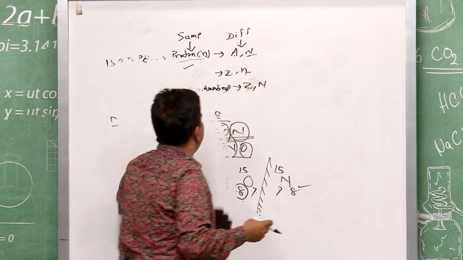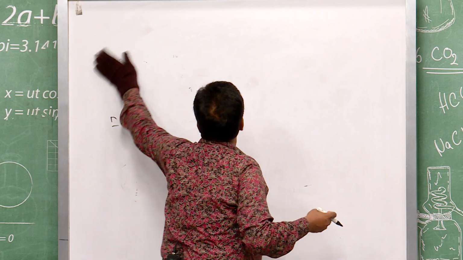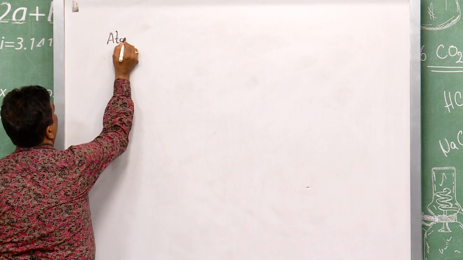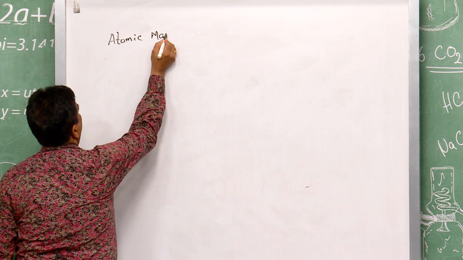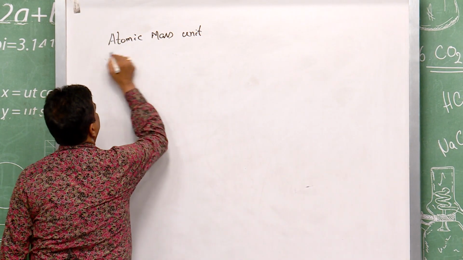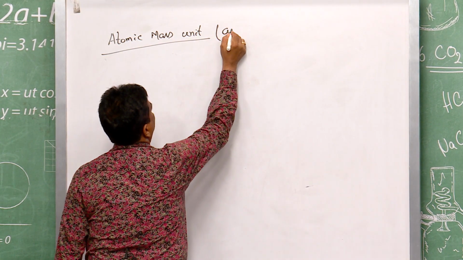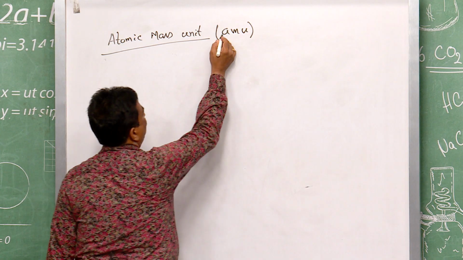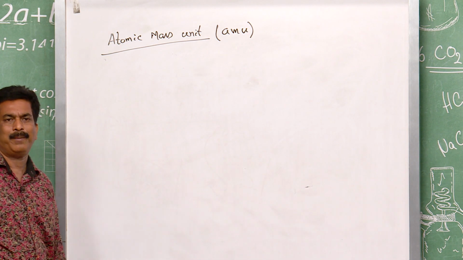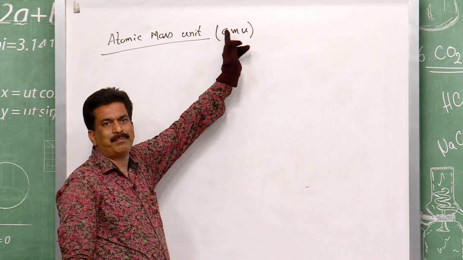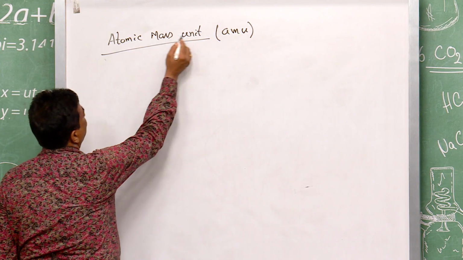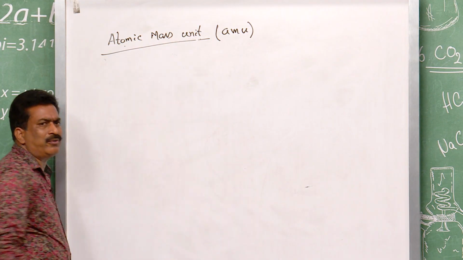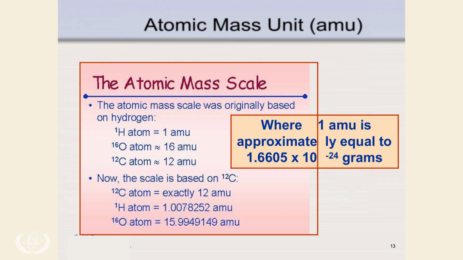And now we are going to discuss here the atomic mass unit. In small form it is written as AMU, that will be pronounced as AMU, atomic mass unit. So if this is the atomic mass unit, it means for the atom to find its mass, the type of unit used is known as the atomic mass unit.